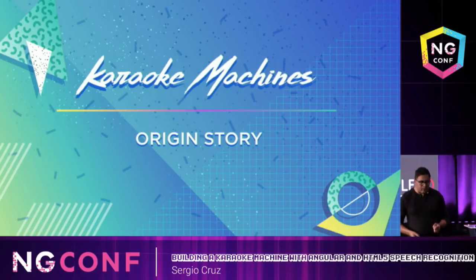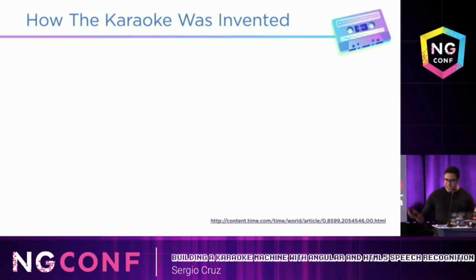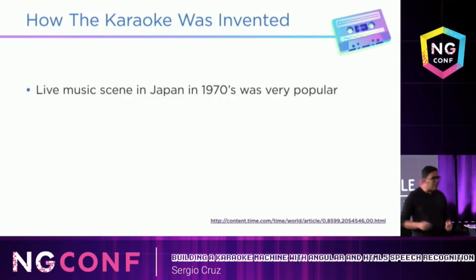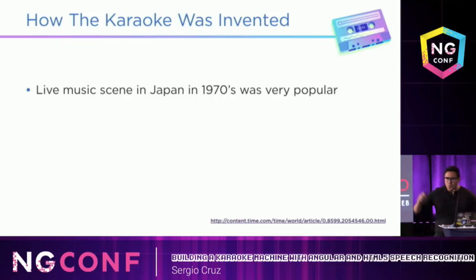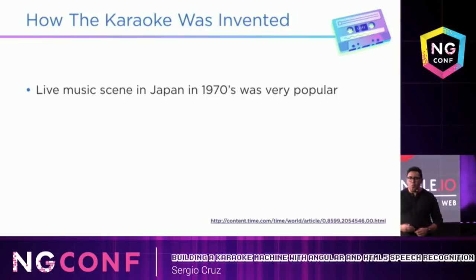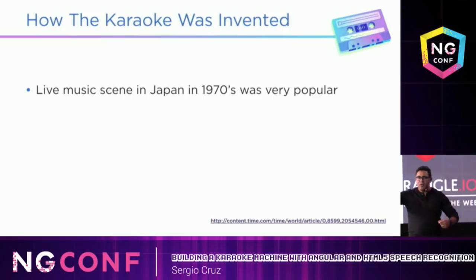All right, now you probably didn't know where karaoke came from coming into this conference today. But I will show you how it was invented and why. It all started in Japan in the 1970s. Back then, the live music scene in Japan was super lively. It was super popular. People just loved seeing people sing.